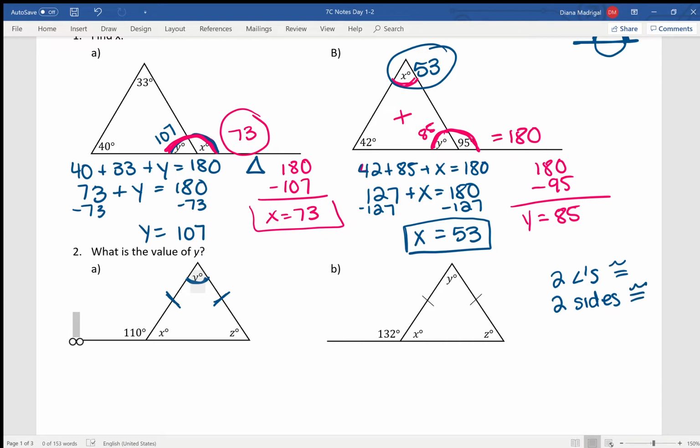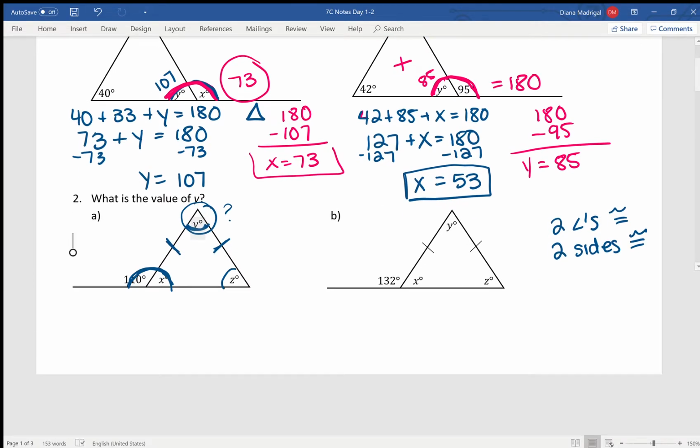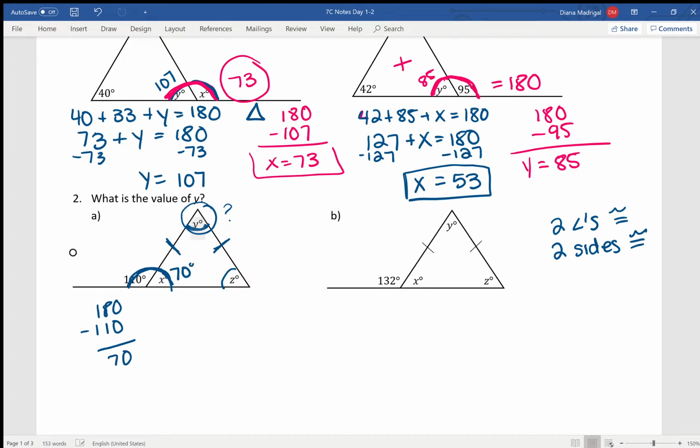All right. So once I figure out one of the angles, I figure out the next one. For instance, in this one, the first step to solve for y: y is over here. I need to figure out how much is x and how much is z. Once again, x with 110 forms 180, so I subtract from 180. 180 minus 110 gives me 70. That means 70 equals x.